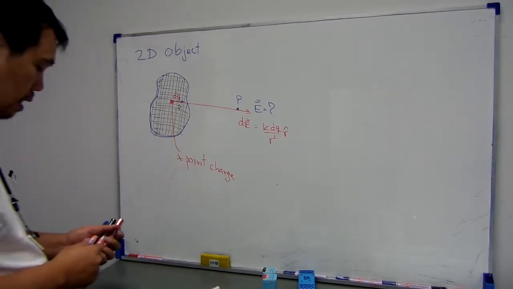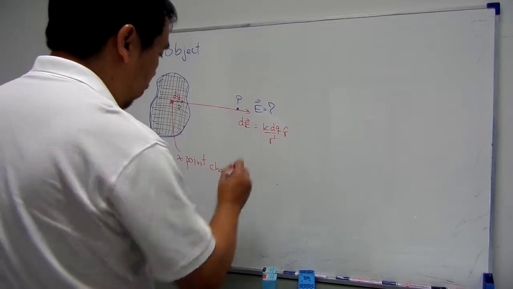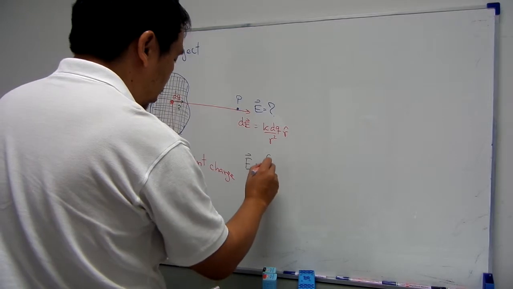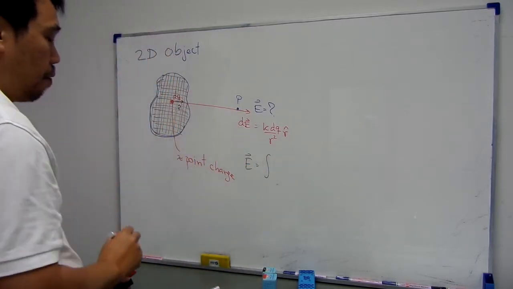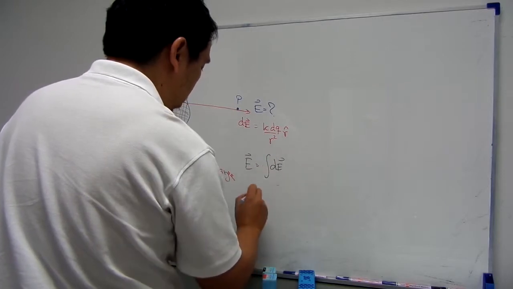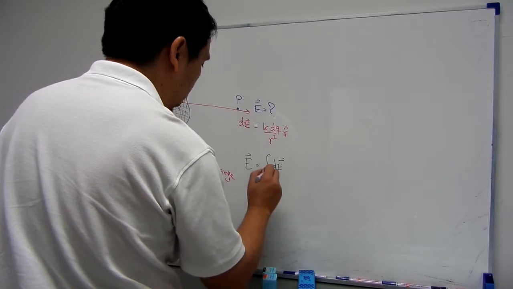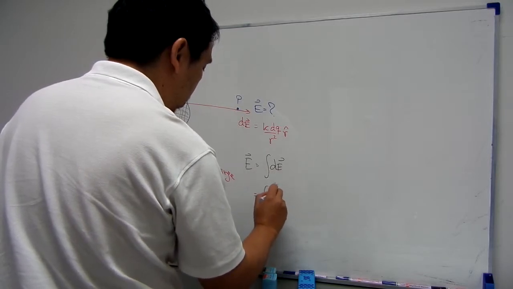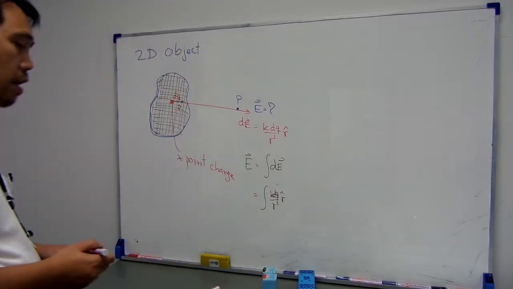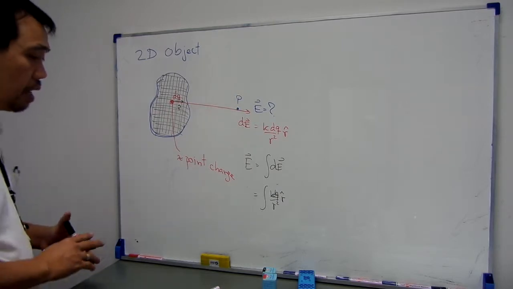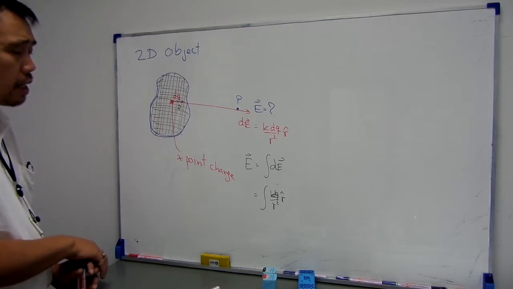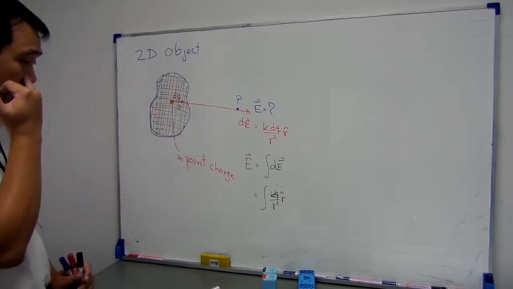So we have that the total electric field is equal to the integral over the entire surface of this object of dE, which is k dQ over r squared times the unit vector r. This is a general expression for the total electric field from this 2D object.